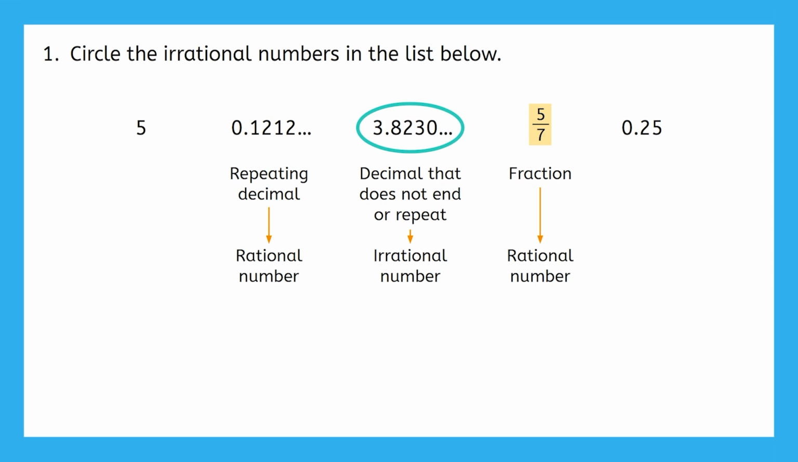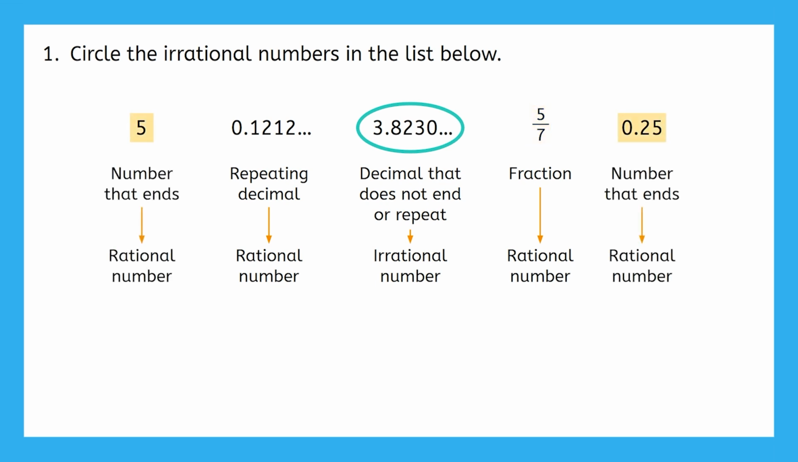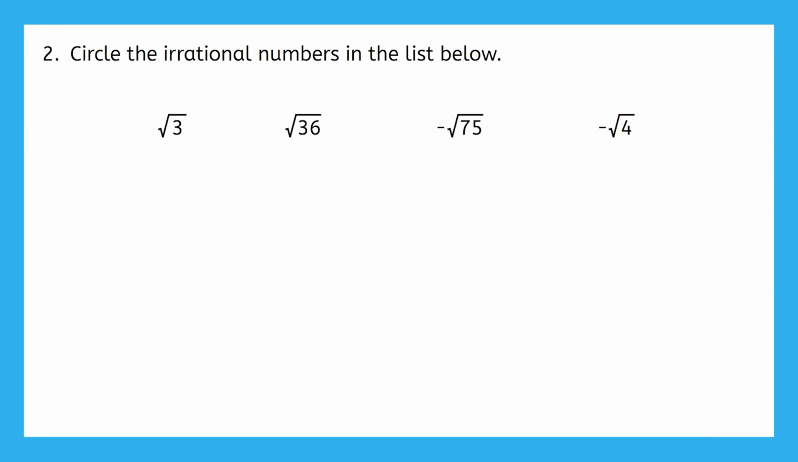5/7 is not irrational because it's written as a fraction, and 5 and 0.25 are not irrational because the numbers don't go on forever. Here's a new list of numbers, this time with square roots. Pause the video here to circle the irrational numbers from this list in your guided notes.